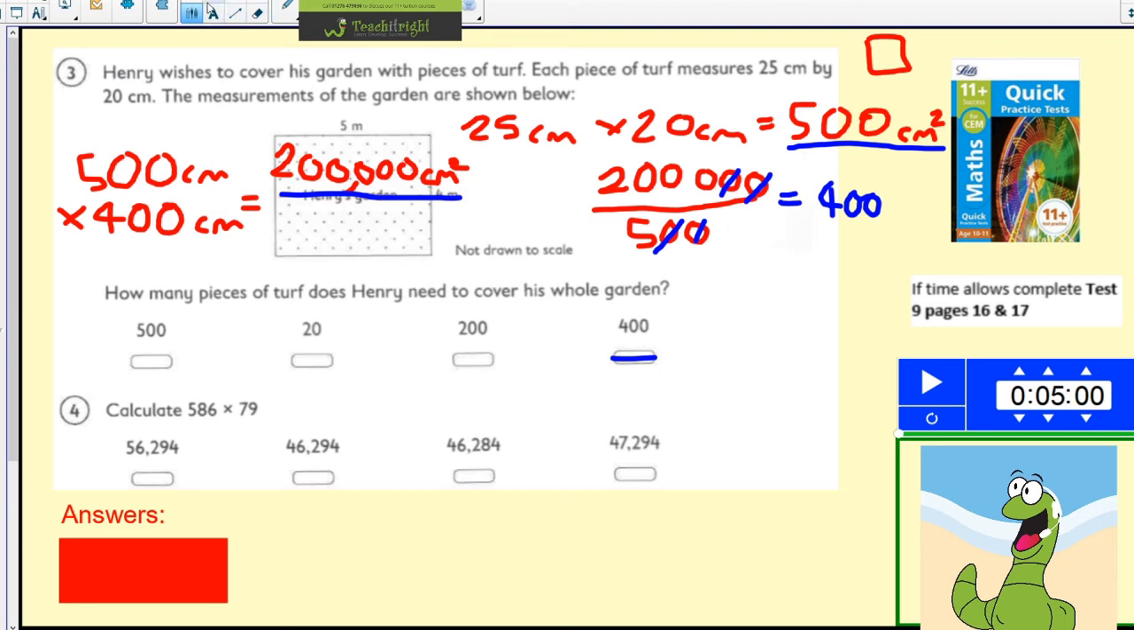Another question, just a bit of tough multiplication. Calculate 586 times 79. How would I do this? Again, I would probably just go straight to my trusty method. 5, 8, 6, 7, 9.